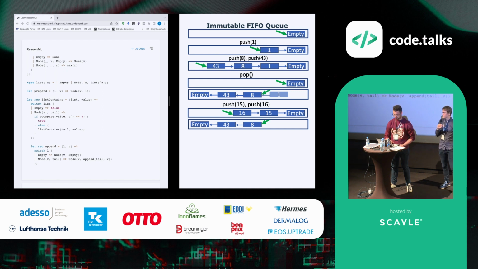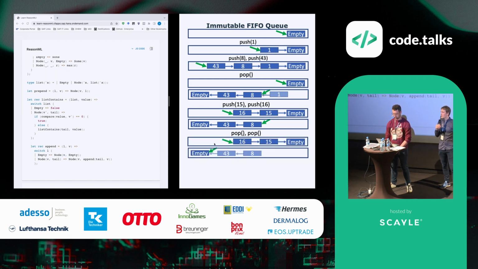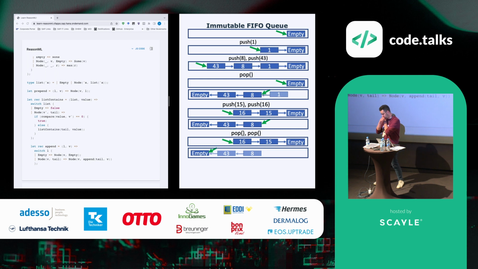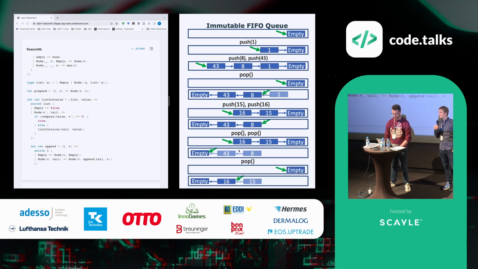So let's continue and pop two more values. Here we pop the values 8 and 34, and we can just do that by removing them from the bottom list. And now if we continue even further and pop more, we are again at the stage where we reverse the top list to the bottom list and pop the last value from the bottom list.